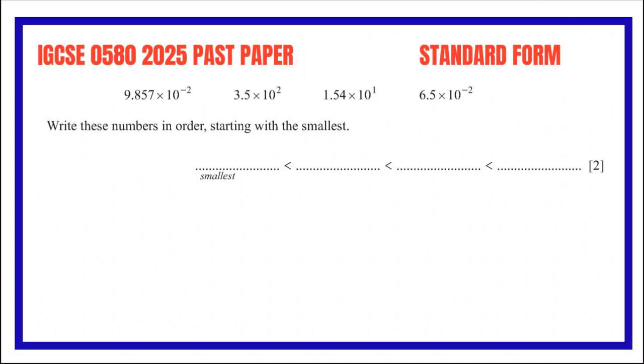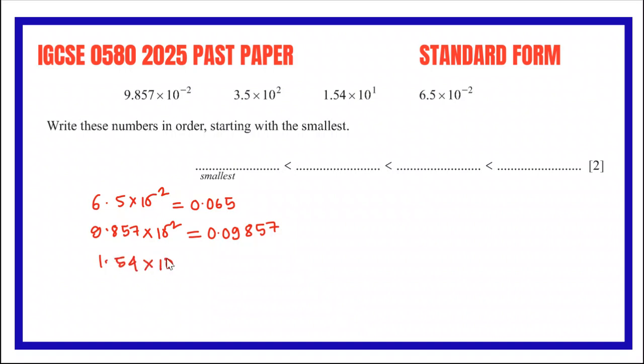Let's try this question. Write these numbers in order starting with the smallest. To arrange these numbers from smallest to largest, first we convert each from scientific notation to standard decimal form. 6.5 times 10 to the power of minus 2, we can write as 0.065. 9.857 times 10 to the power of minus 2 is equivalent to 0.09857.